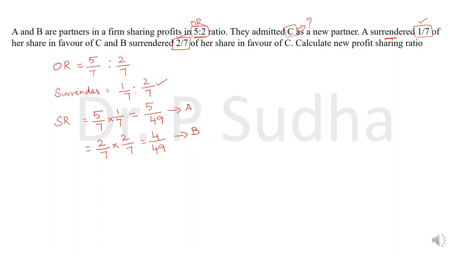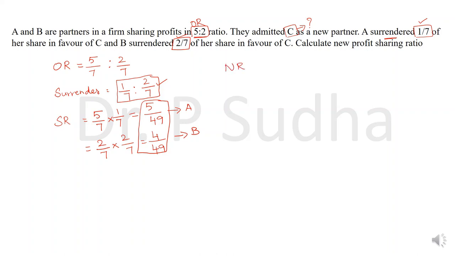Okay, this 1/7 and 2/7 is not the sacrificing ratio. It is the surrendering value. A is surrendering 1/7 and B is surrendering 2/7. This is the sacrificing ratio: 5/49 and 4/49. Did you understand? Okay. Now how to calculate the new ratio?